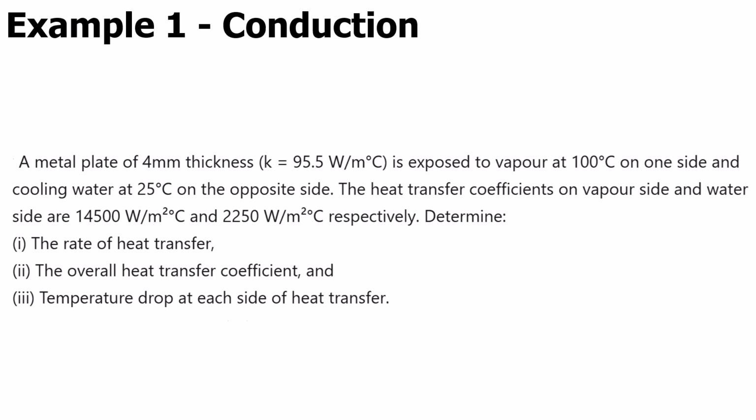We are given the heat transfer coefficients 14,500 watts per square meter degree Celsius for the vapor side and 2,250 watts per square meter degree Celsius for the water side. Our goal is to determine three key parameters. First, the rate of heat transfer. Second, the overall heat transfer coefficient. And finally, the temperature drop at each side of the heat transfer.